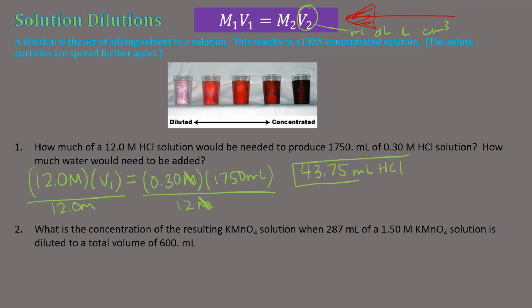So I'm going to take 43.75 milliliters of this 12 molar solution, and I'm going to put it in a flask, and then I have to dilute it to 1,750. So that means I'm adding the difference in water. So I'm going to subtract 43.75 from that, and that would give me 1,706.25, if you want to get technical, milliliters of water added.